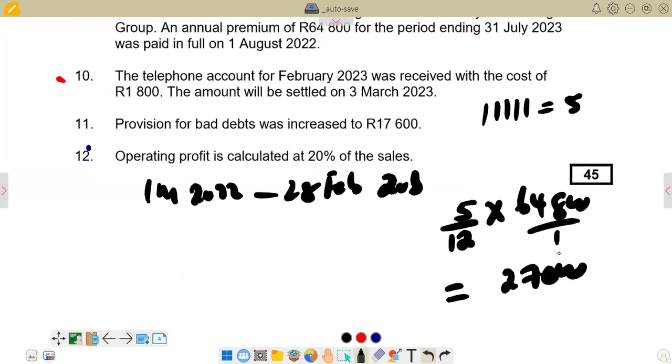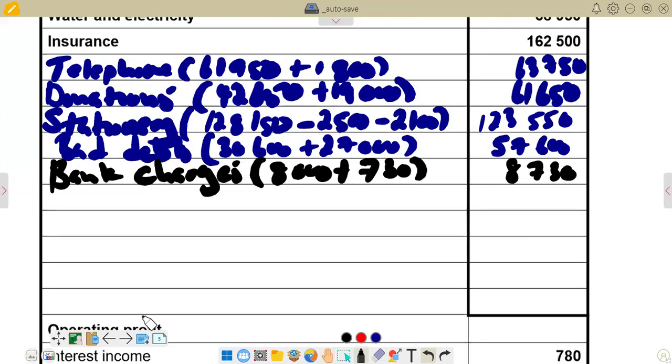Let's just try to verify that figure. We're saying 5 divided by 12. Then obviously we multiply by 64,800. Then you're going to get your 27,000. So this is the amount that we are supposed to remove. This is a prepayment, remember? It's the insurance that was paid for months that are not in the financial period. So we are able to subtract them. So we go to the other section and just do that.